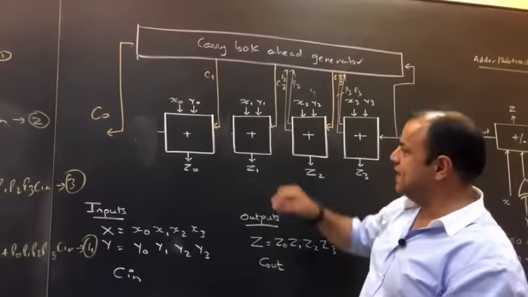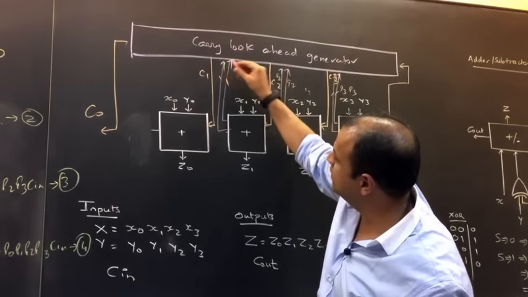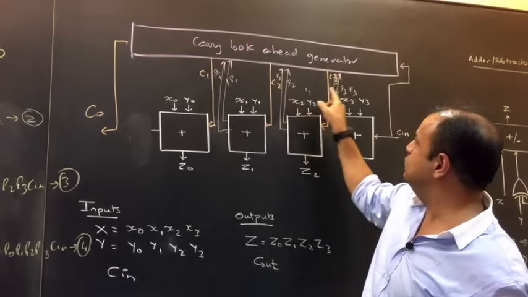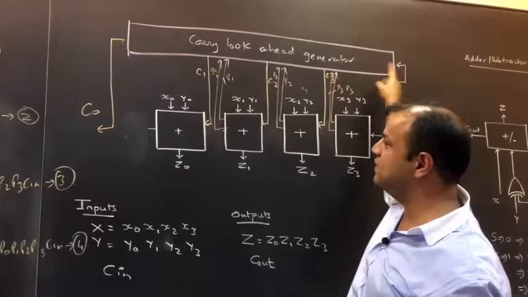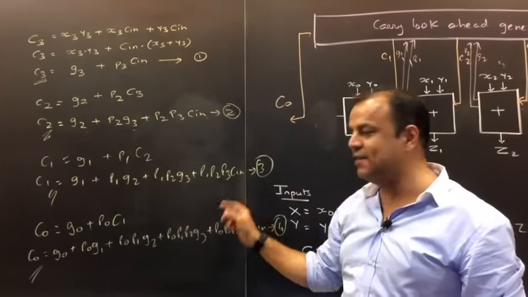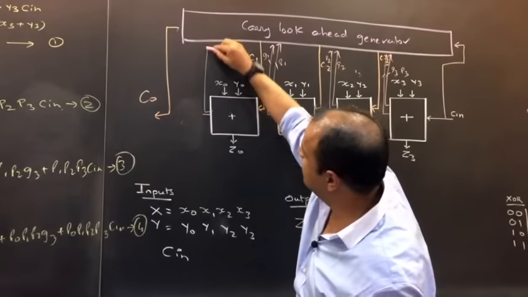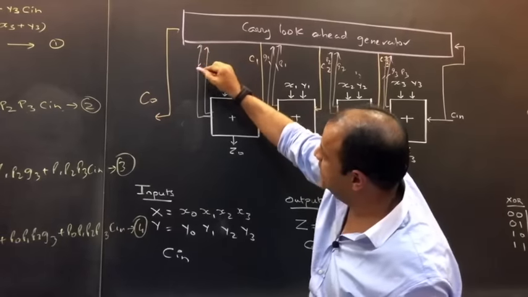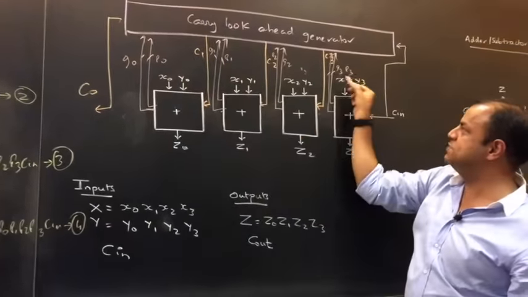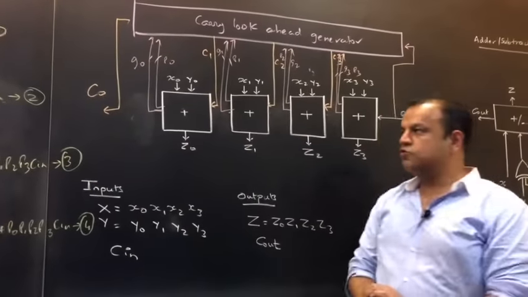Again, this will produce what? Come on, give me the answer. This will produce G1 and P1. Now using G1, P1, G2, P2, G3, P3 and the original C in, you can produce C1. And similarly, this will give out G0 and P0. Using G0, P0, G1, P1, G2, P2, G3, P3 and C in, this can produce C out, so that is C0.